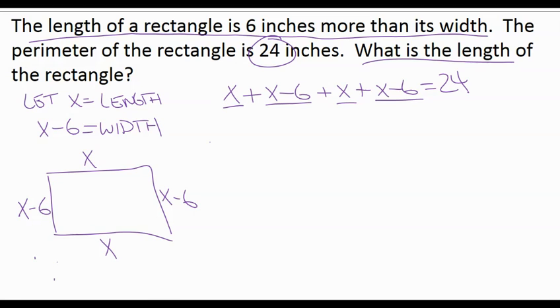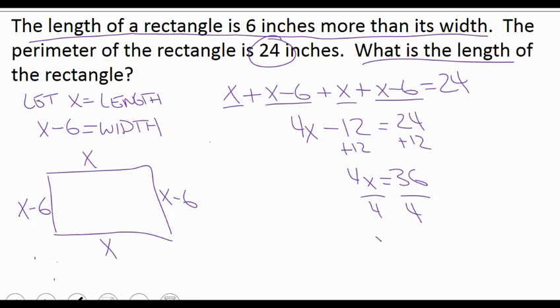Now I'm just going to solve this. I'm going to combine my like terms. I've got 4 x's there, so that's 4x. I've got negative 6 and another negative 6. Negative 6 minus 6 is negative 12, so minus 12, and that equals 24. Solving this equation, add 12 to both sides, so 4x equals 36, divide by 4, and x equals 9. And what was the question? It was, what is the length? We said x is the length, and make sure I label it, so it is 9 inches.